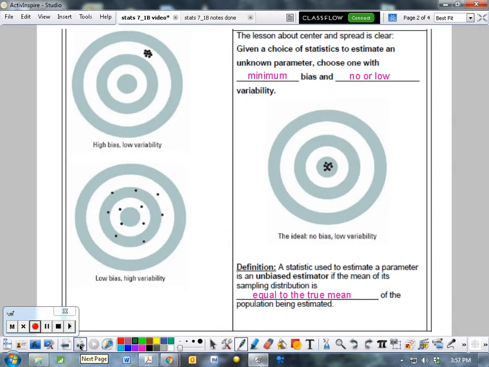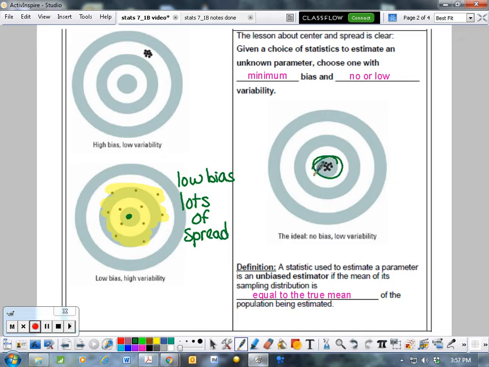Again, we already talked about this diagram up here, but look at our dots. When I look at those dots, they're centered in the right spot. That means we have low bias, because we're centered right here, but we still have a lot of spread, which is bad. So we have high variability. What we really want is low bias and low variability.